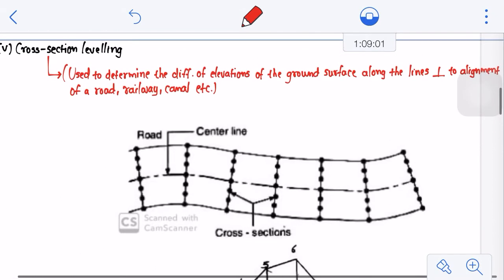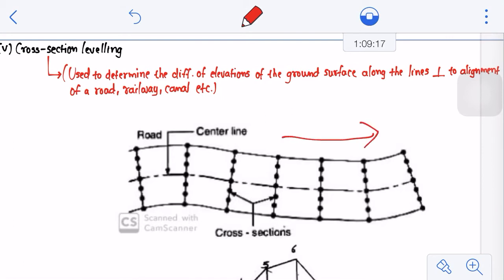Here, as you can see in this figure, these black cross lines are the cross sections, or the lines along which you are going to move for your leveling work. You are not going to move along the alignment, but instead you will move along these lines which are perpendicular to your alignment. That means you are moving across the alignment. That's your cross section leveling, right?